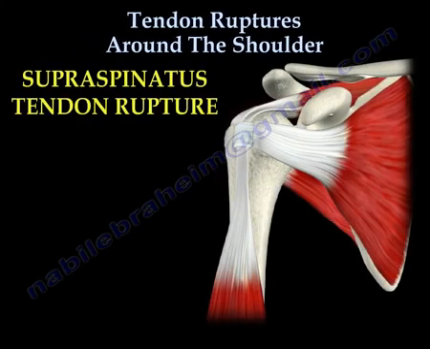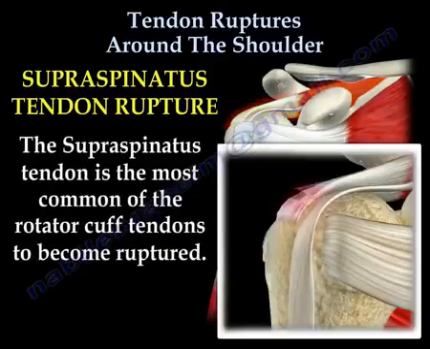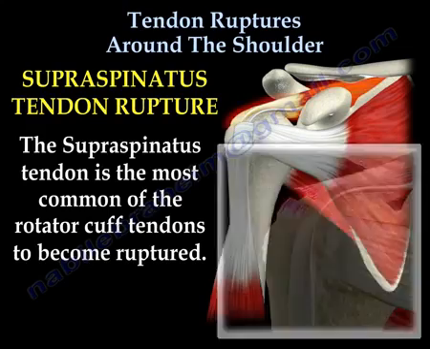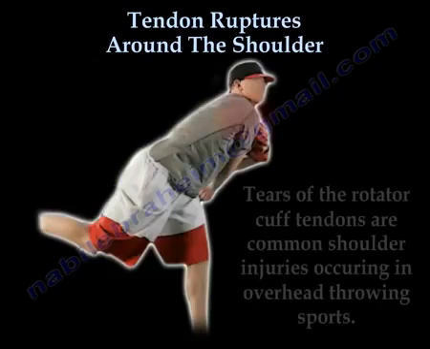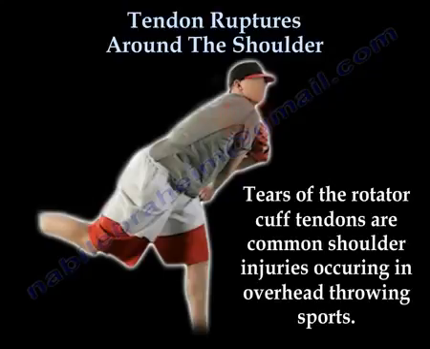The supraspinatus tendon is the most common of the rotator cuff tendons to be ruptured. Tears of the rotator cuff tendons are common shoulder injuries occurring in overhead throwing sports.